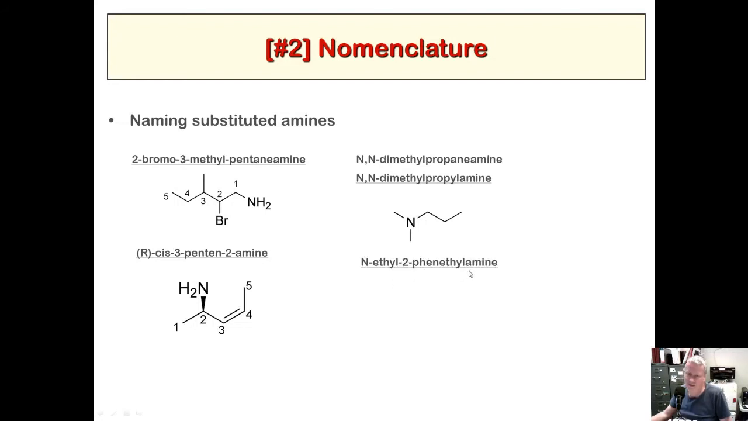N-ethyl 2-phenethylamine. So again, the N-ethyl would mean you have an ethyl on the nitrogen. 2-phenethylamine is basically benzene and 2 carbons, and nitrogen, and the nitrogen's on carbon number 2. Actually, I think the numbering, as I drew it, is wrong. I think the numbering is actually 1 and 2, but regardless, this is the structure of it, and this is just another example of an amine.